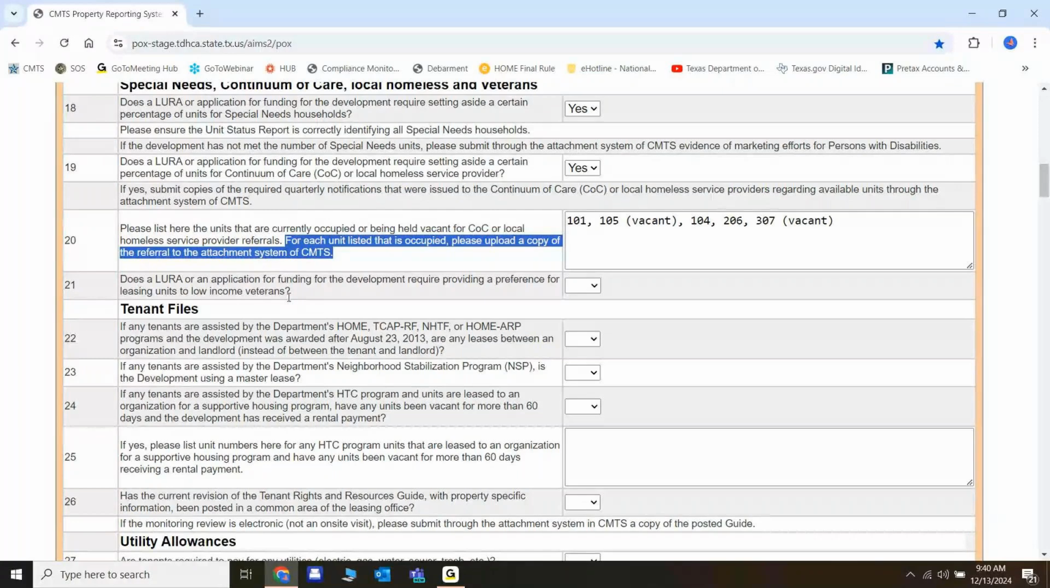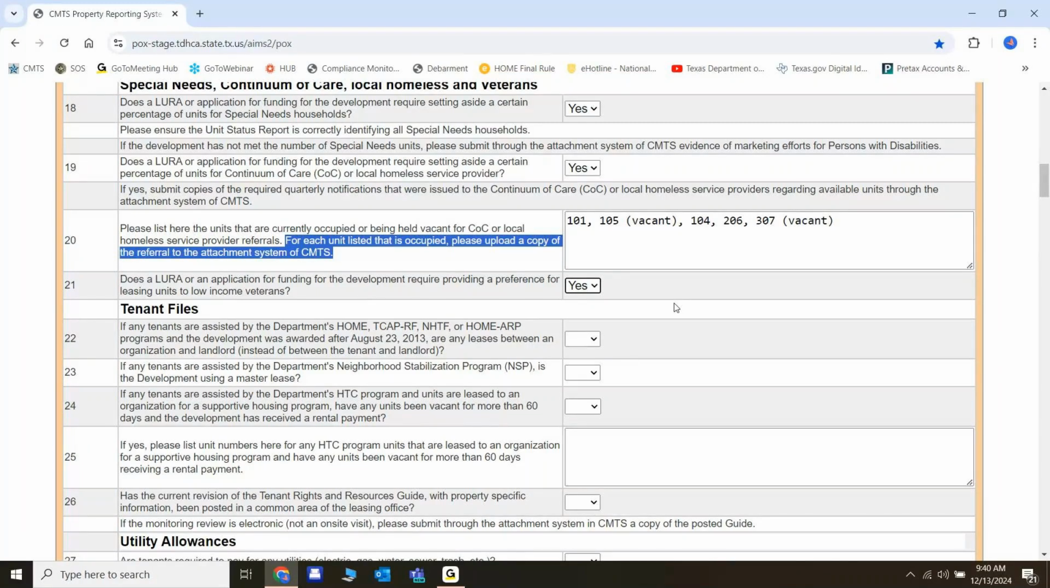The next question is, does the LURA or application for funding require that you provide a preference for leasing units to low-income veterans? This, again, is a newer requirement in some of those newer QAPs. And so if the answer is yes, then we know that we are going to see probably a higher level of veterans on your application saying yes.